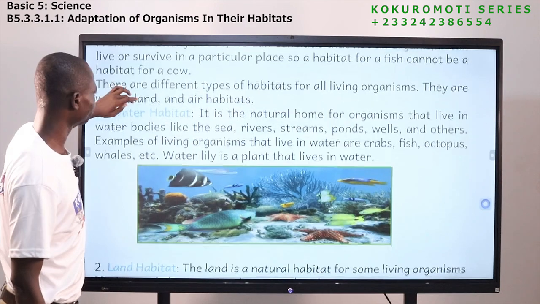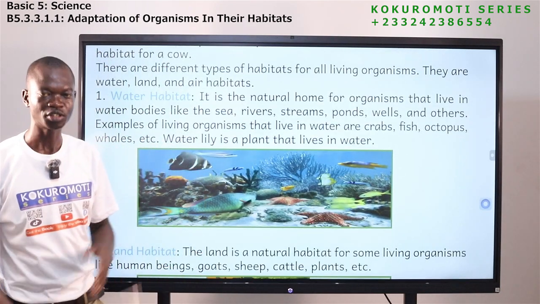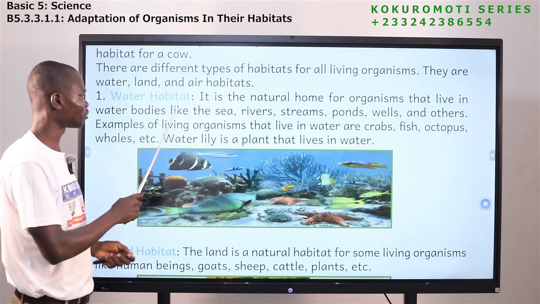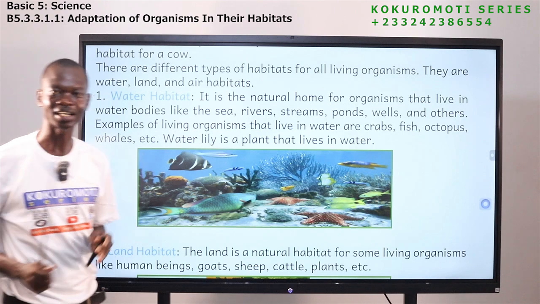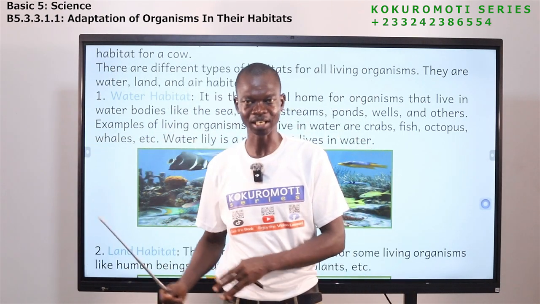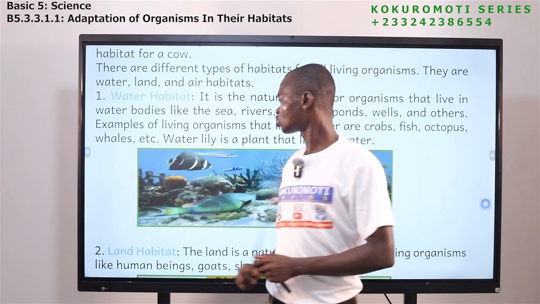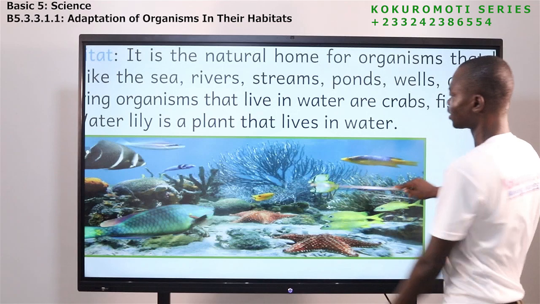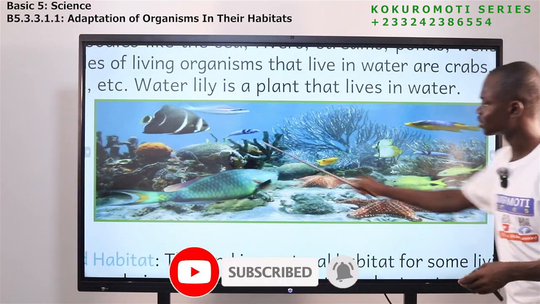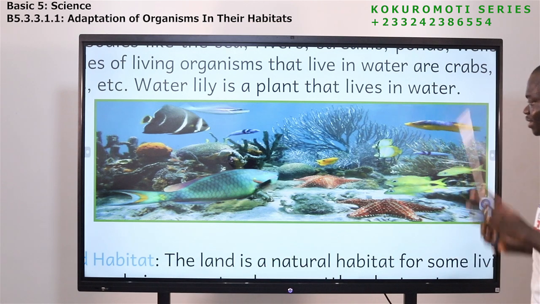Let's continue. We are going to look at the three main habitats. The first one is water habitats. Water habitat is all about animals that are able to live in water, that are able to survive in water, that have water as their natural what? Home. Okay, so if you look at this picture, this is what? Water habitat. Because these animals, the only place that they can live is what? Water. So they have water as their habitat.